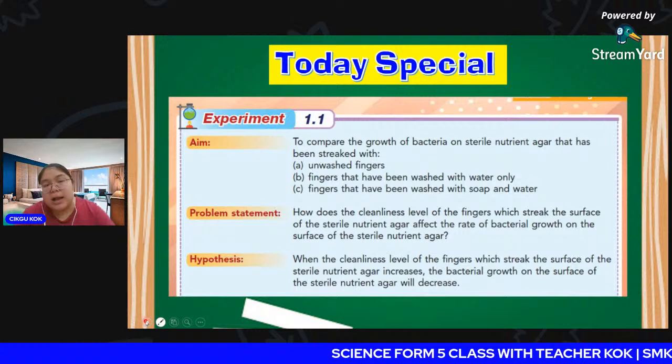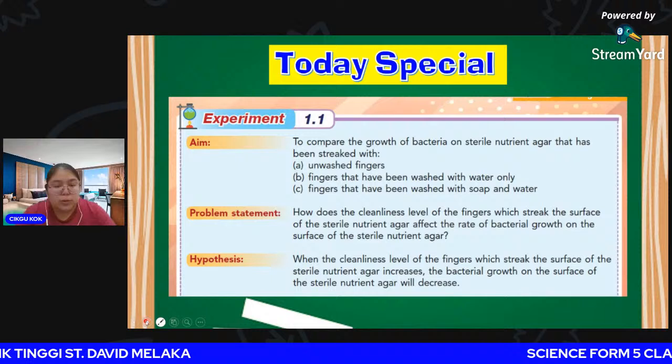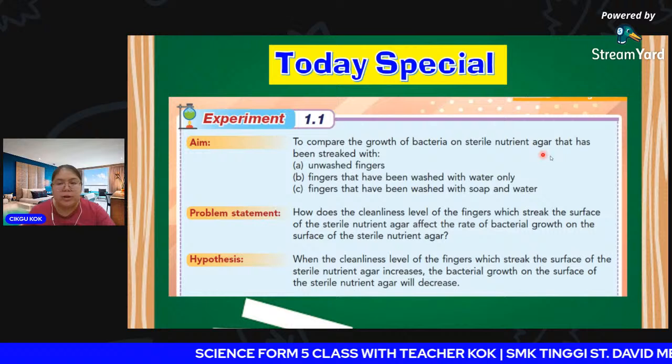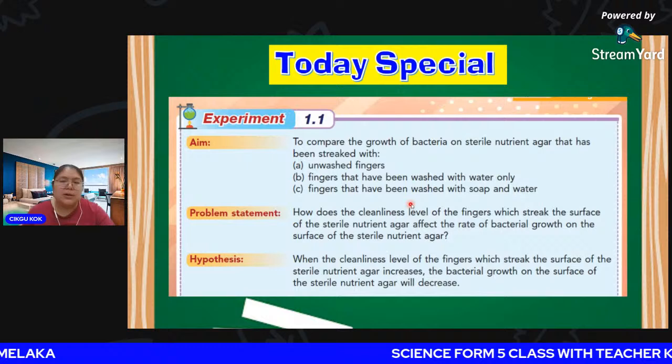Okay, this one also in your textbook. That's experiment 1.1. This experiment, you cannot do anything because you're not in the school. But I want you to copy the whole report. They just want to compare the growth of the bacteria on the sterile nutrient agar touched by an unwashed finger. That means you use your finger, you go to touch. Another one, the finger already washed with water, then you go to touch. Another one is a finger that has been washed using soap and also water.